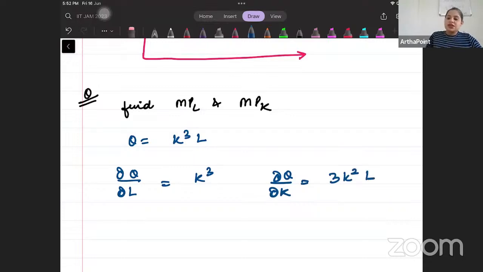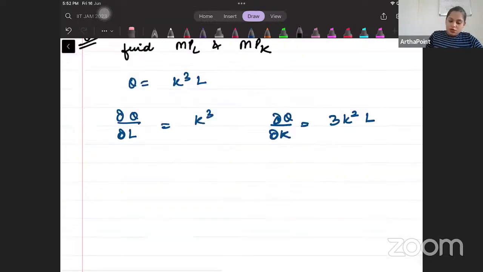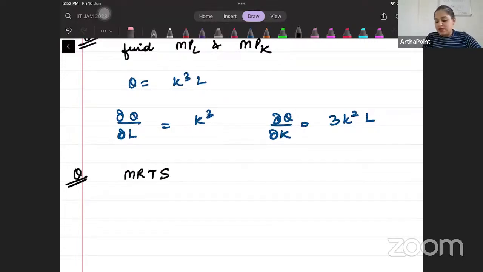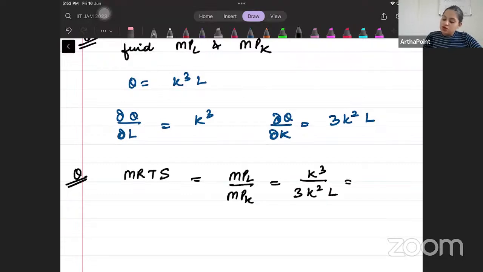Now the next part says find out marginal rate of technical substitution. Again, it's pretty simple. This is nothing but, beta, MPL by MPK. So MPL is K cube, MPK is 3K square into L. So this will be K by 3L. So this will be your answer to this question.